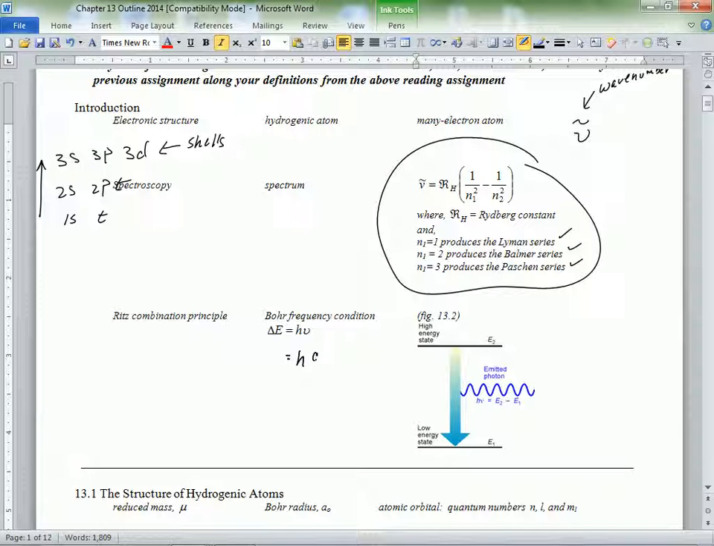hc over lambda, right? Which would be hc times wave number. Why? Because what's wave number? What were its units? Like if you go into the FTIR, that x-axis, what are the units? In all the tables, the carbonyl stretch, the OH stretch, it's inverse centimeters. So wave number is just 1 over wavelength.